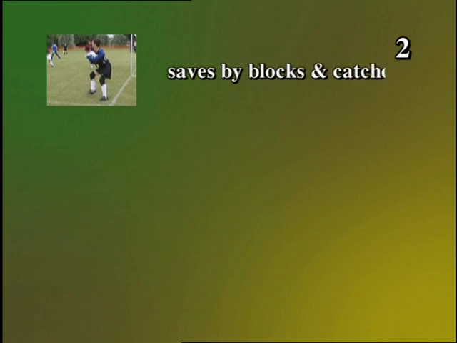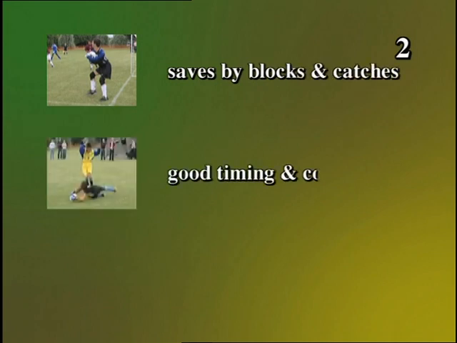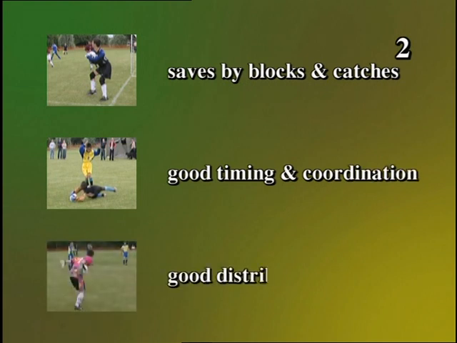So, to summarise, a level 2 goalkeeper makes saves by both blocking and catching the ball. Has good timing and coordination, also under pressure. And distributes the ball well, both physically and tactically.